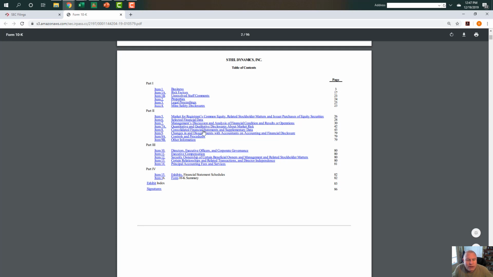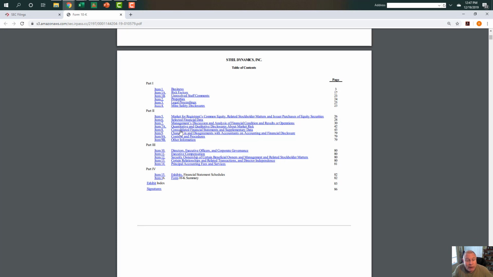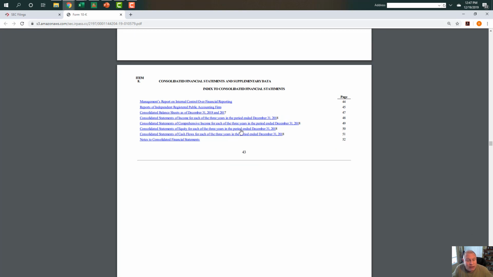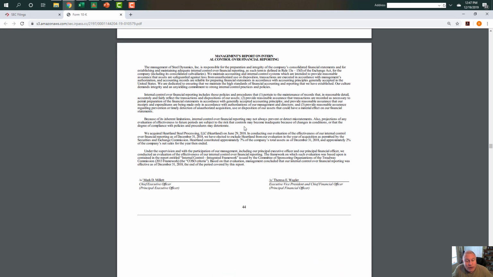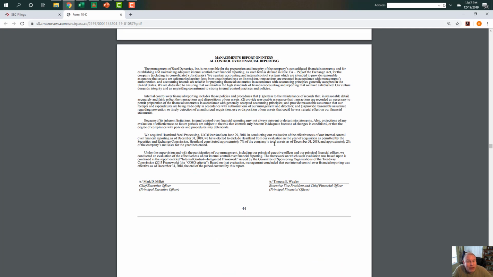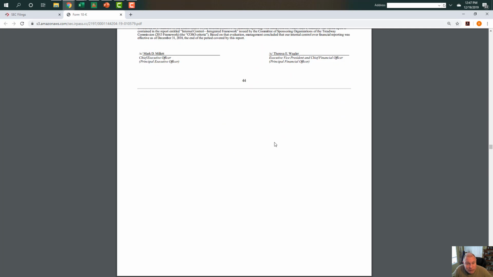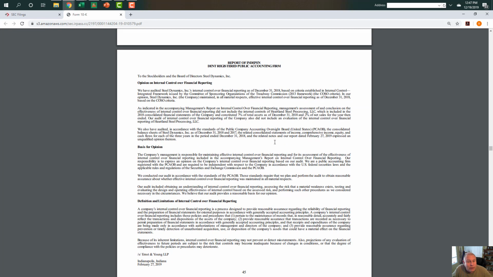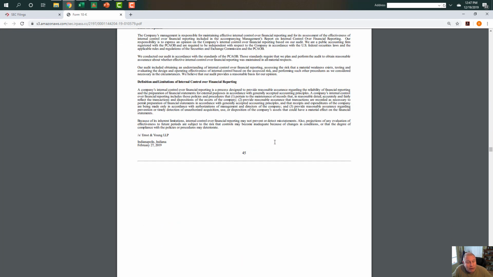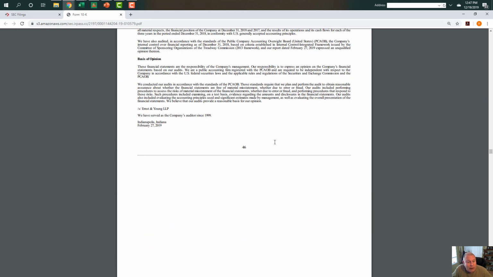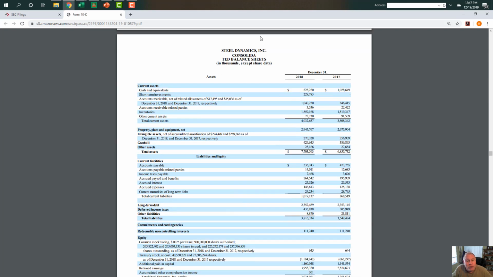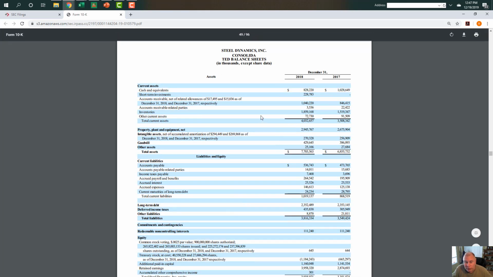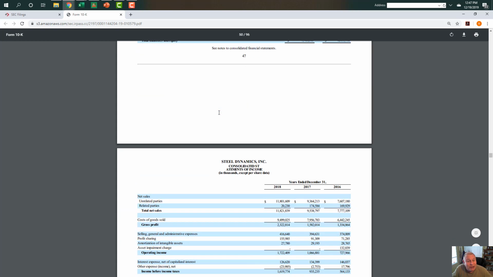Now, what we're going to find is the consolidated financial statements and supplemental data. We're going to look at it in PDF format, and we see the different financial statements that are there. This is the opinion of management on whether they have controls in place. Then there is a registered public accounting firm statement, their opinion, but then we get into the balance sheet, and it will show us significant detail.